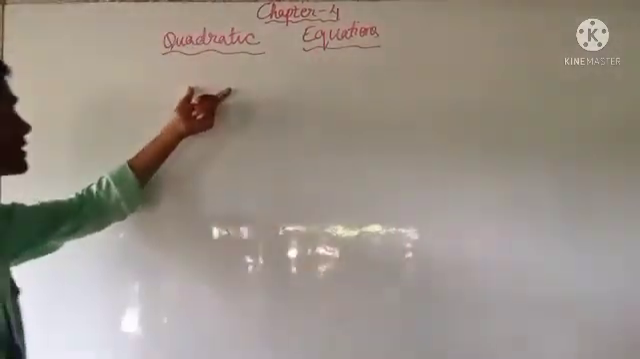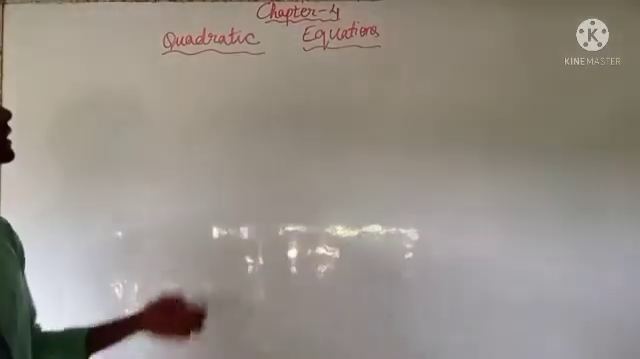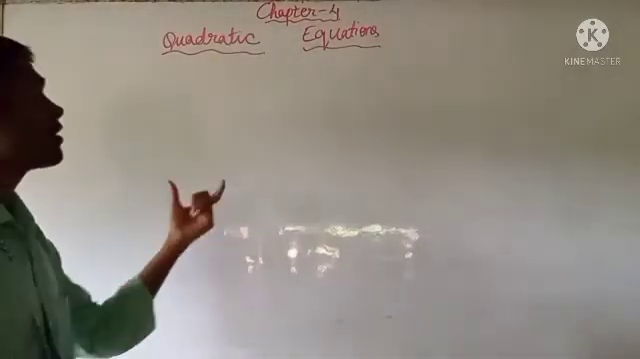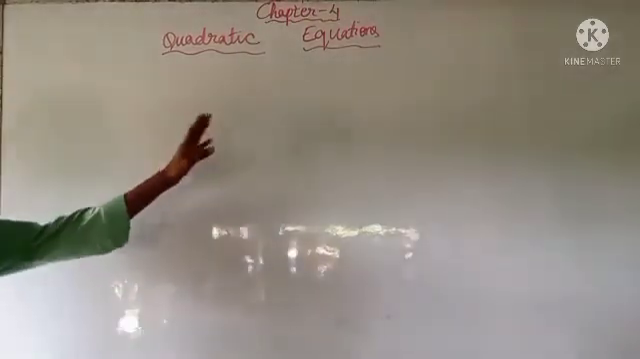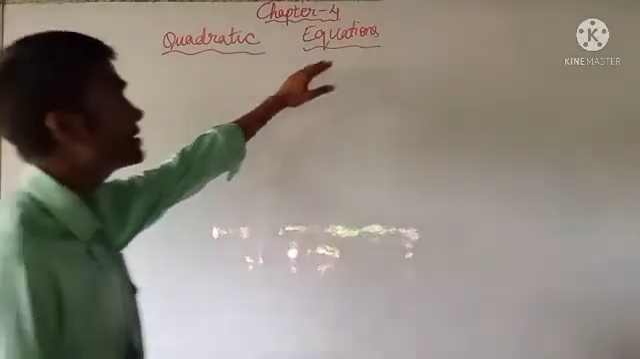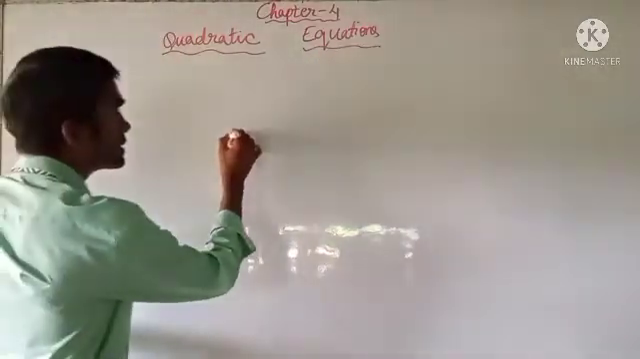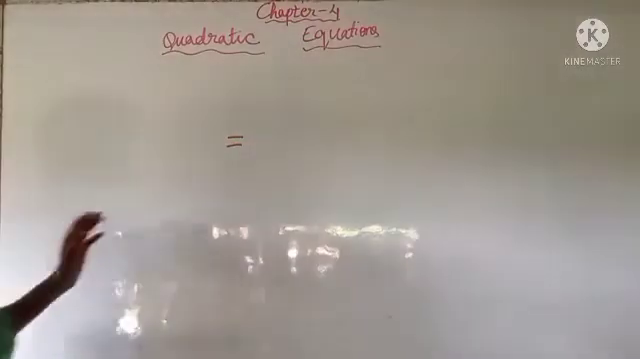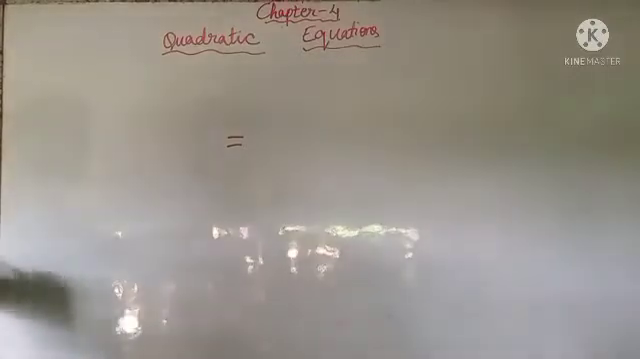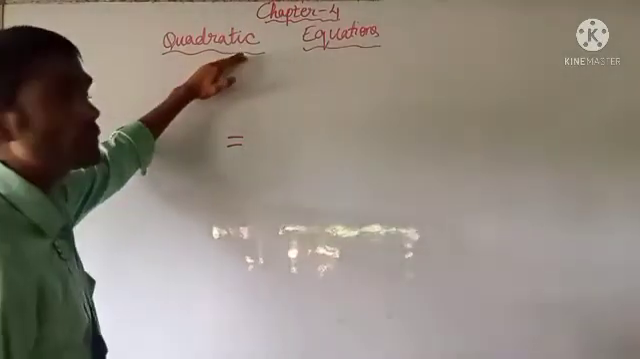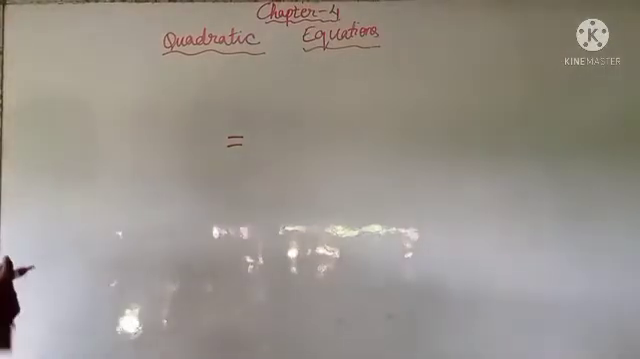A quadratic equation is a form of an algebraic expression where the variable has degree 2. And an equation, as I have said in the previous chapter also, consists of an equal sign. Quadratic equation means where the power of the variable is 2. That means the degree of the variable is 2.